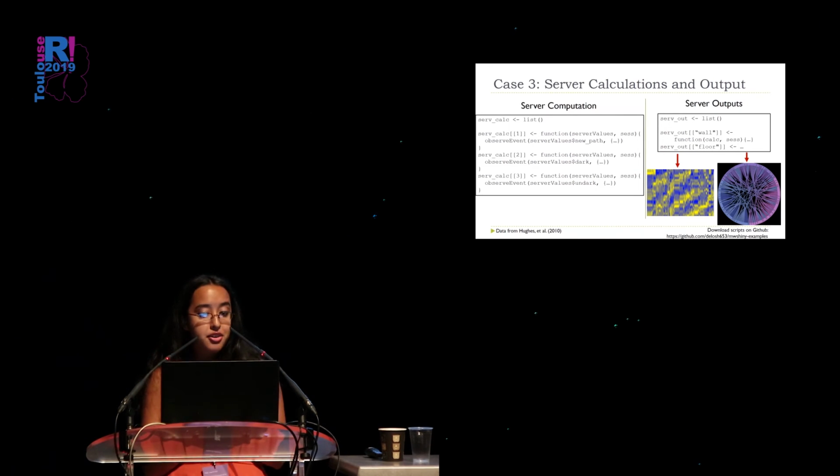After we've made all these calculations, we simply render our output in our server out list, with the wall showing our heat map for each gene, with the yellow as high expression and the blue as low expression, and our floor showing the interaction presence between each gene set.